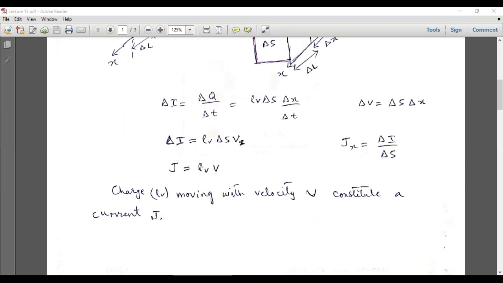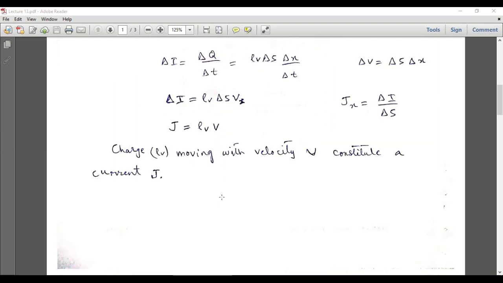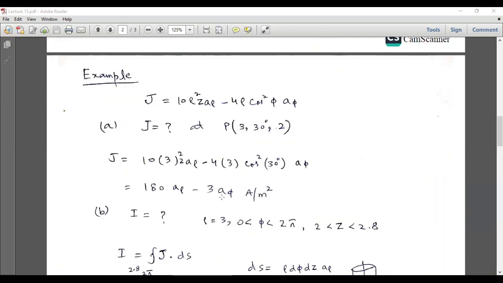So if we have charge rho v and it is moving with a velocity v, then there will be a current flowing. If rho v is zero, it means current is zero, and if there is a charge but its velocity is zero, it means this is a static charge, and in that case again the current density will be equal to zero. So let's solve a simple example.